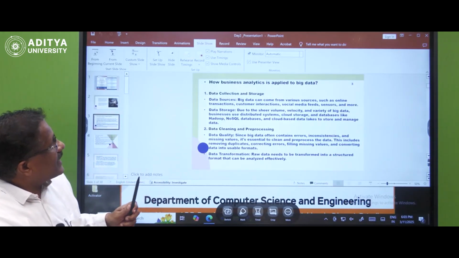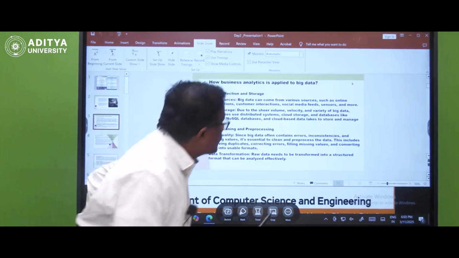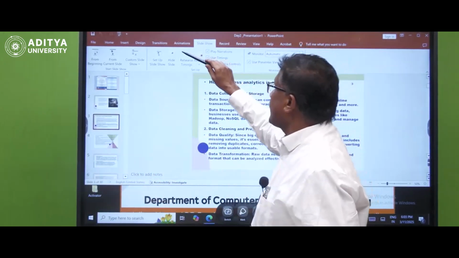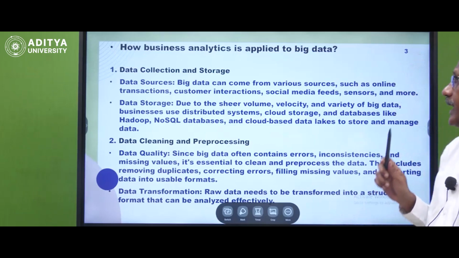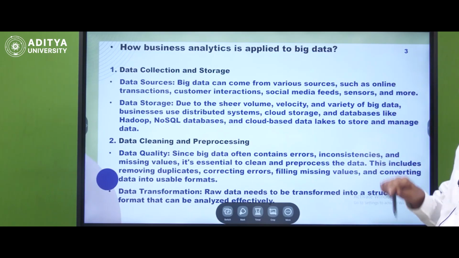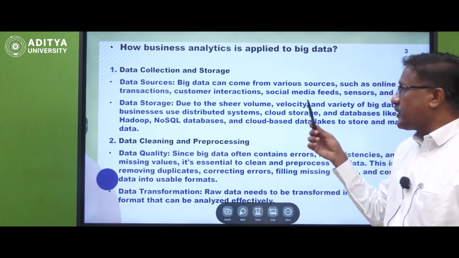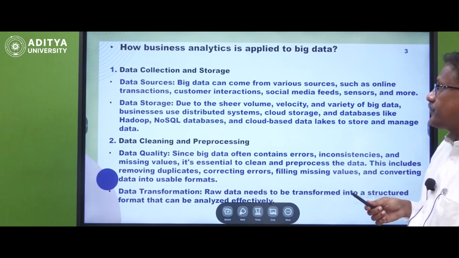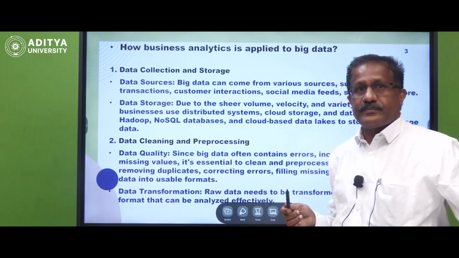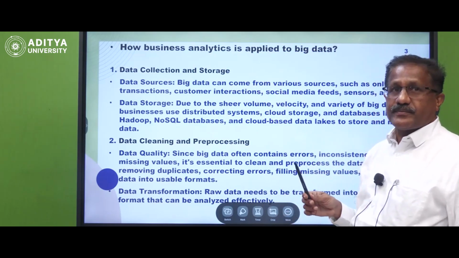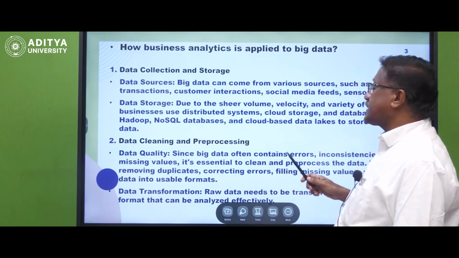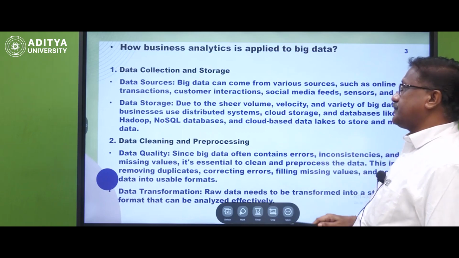How is business analytics applied to big data? There are different points here. One by one we will see. The first point is data collection and storage, that is, data sources and data storage.